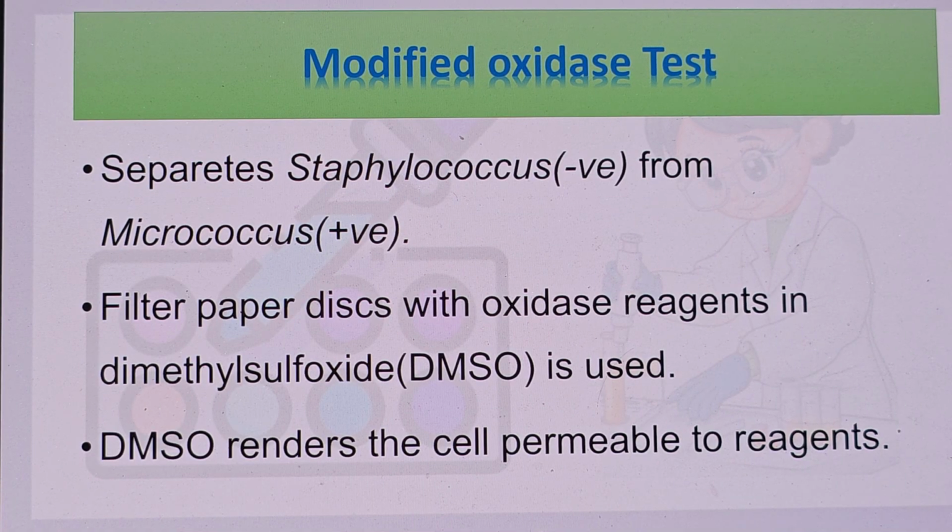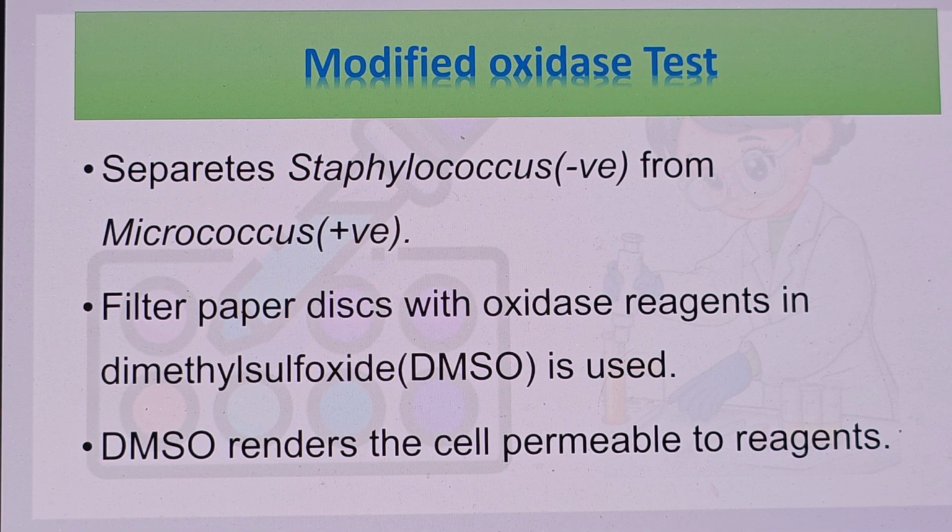Another type of oxidase test is the modified oxidase test. This test separates Staphylococcus, which is modified oxidase test negative, from Micrococcus, which is positive. Here, filter paper disc with oxidase reagent is mainly impregnated with the DMSO, that is dimethyl sulfoxide. So this is another reagent, that is DMSO, mainly used in case of modified oxidase test. DMSO renders the cell permeable to reagents.